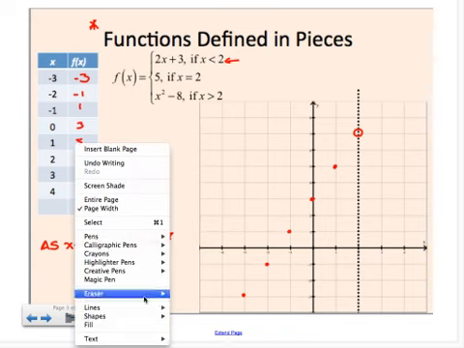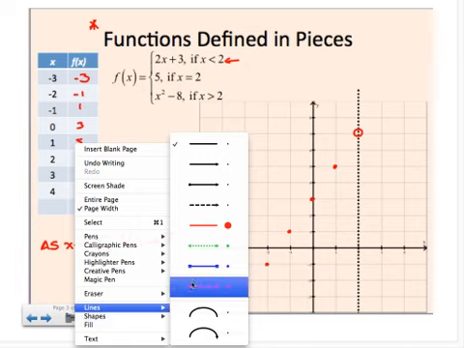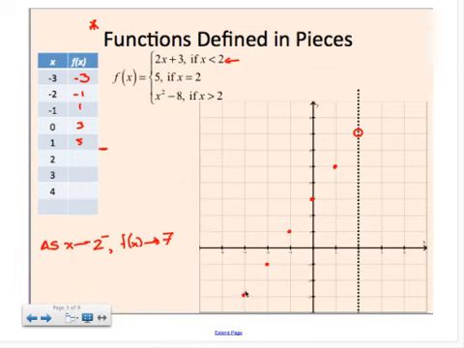So I'm going to go ahead and connect those dots with a line. And there I have the first part of my function. Now, when x is 2, the function value is 5, so there's a dot on the barrier right there.